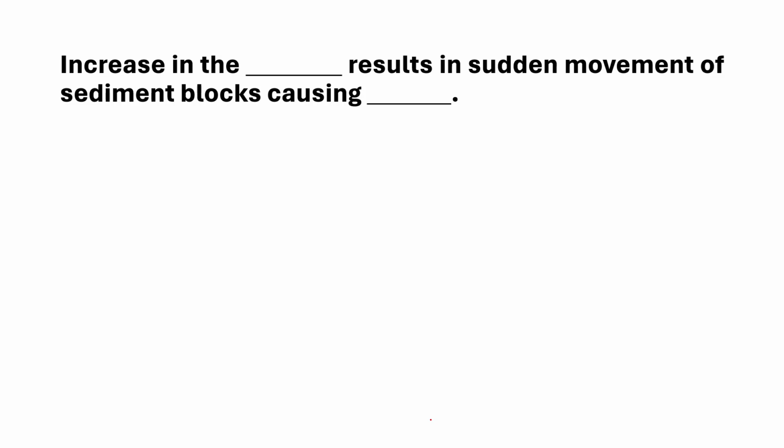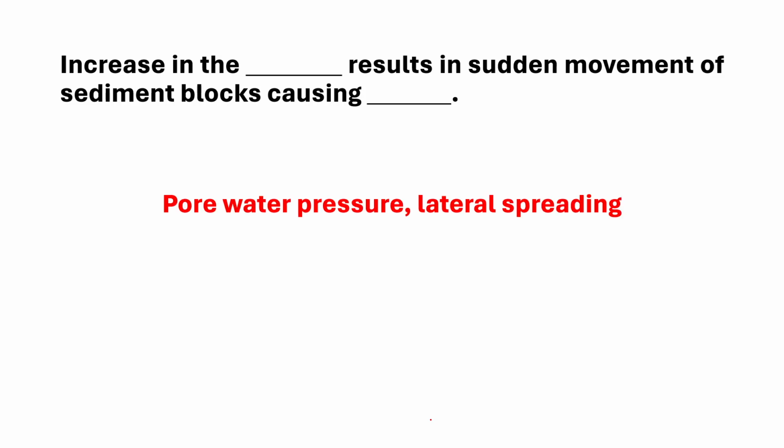Okay, the answer is pore water pressure, and that is increase in the pore water pressure results in sudden movement of sediment blocks causing lateral spreading. I had asked this in the previous part also, right? Lateral spreading: because of increase in pore water pressure, soil liquefaction will happen, and as a consequence of soil liquefaction, lateral spreading will occur.